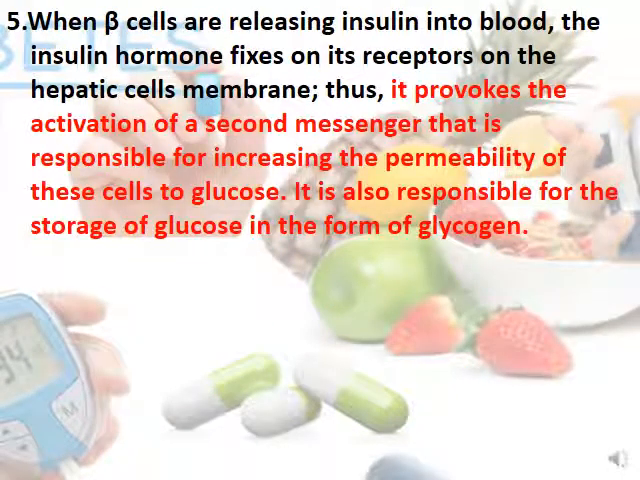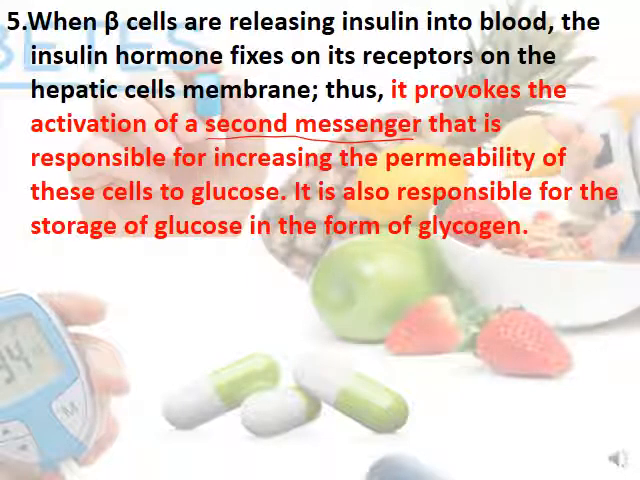Part 5, they are asking about the mode of action of insulin on the hepatic cell. This one you have to study, you have to know it. When beta cells release insulin into the blood, the insulin hormone fixes on its receptors on the hepatic cell membrane. Thus, it provokes the activation of a second messenger.